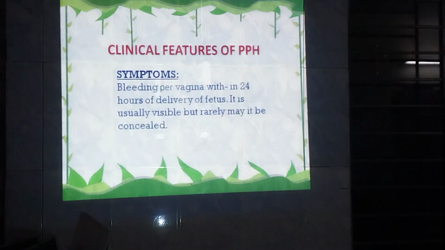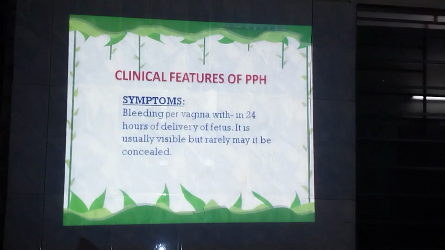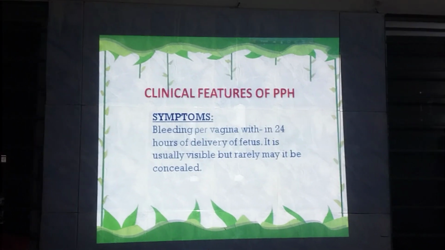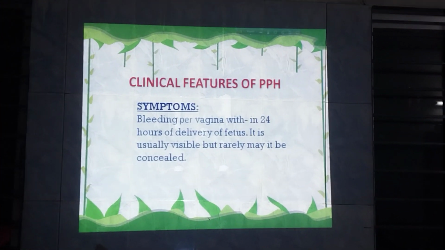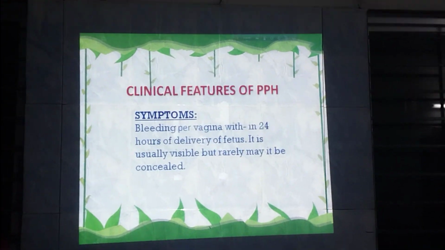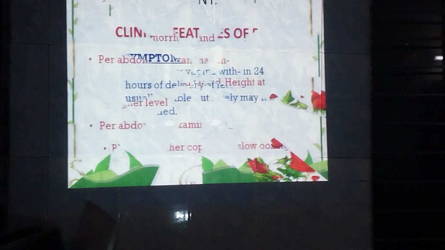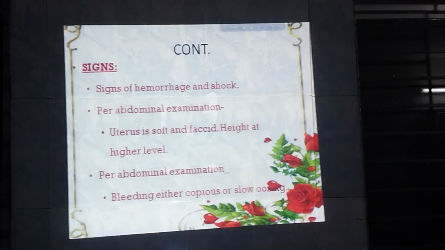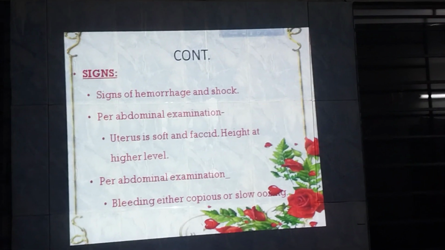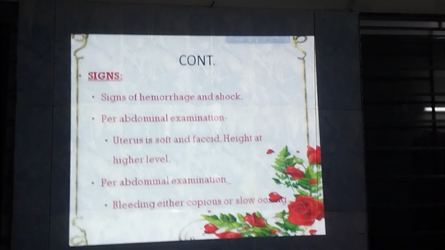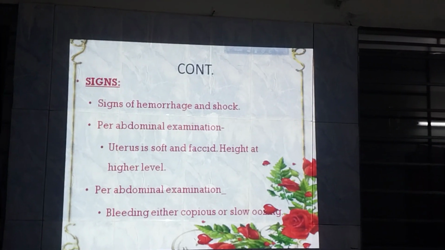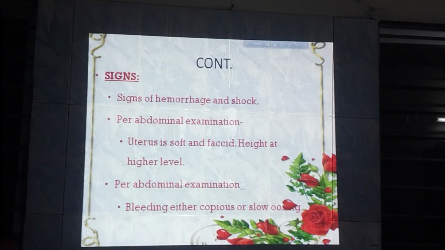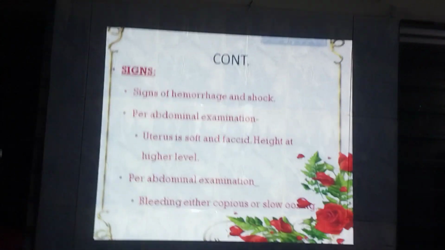Clinical features of PPH. Symptom: bleeding per vagina within 24 hours of delivery of the fetus. It is usually visible but rarely it may be concealed. Signs of hemorrhage and shock. On per abdominal examination, we see the uterus is soft and flaccid, height at a higher level. On per vaginal examination, we see bleeding either copious or slow oozing.